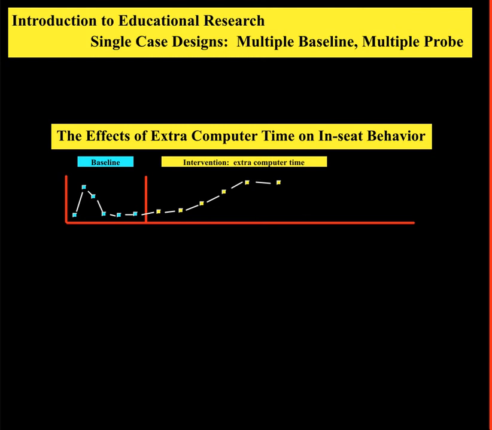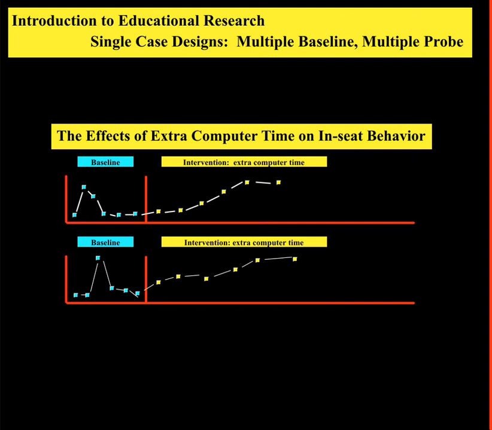Well, suppose we did this. Suppose we did another intervention. Now we have two AB designs, and both have stabilized baseline data and an intervention, and the data has moved in a therapeutic direction. Now, what can we say about the relationship between the behavior being targeted, which is in-seat behavior, the dependent variable, and the intervention, which is the extra time on the computer, the independent variable? Well, actually, we can't say anything.